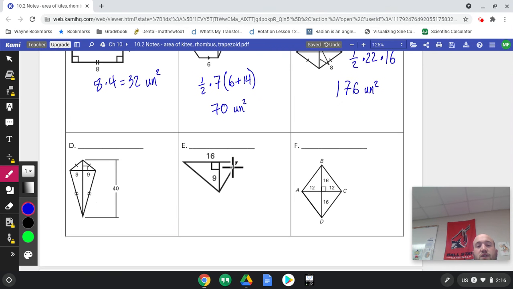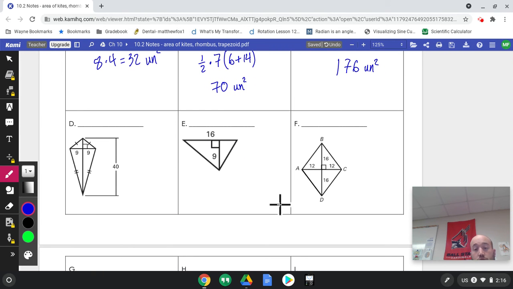If you need time to solve these on your own, go ahead and pause the video. We're going to keep moving. This shape here is a kite. We know that because it's got two sets of consecutive sides that are congruent. So once again, same formula as a rhombus: 1/2 times diagonal 1, 40, diagonal 2, 9 plus 9 gives us 18. So half of 40 is 20. 20 times 18 does give us 360. Once again, no label, so units squared.